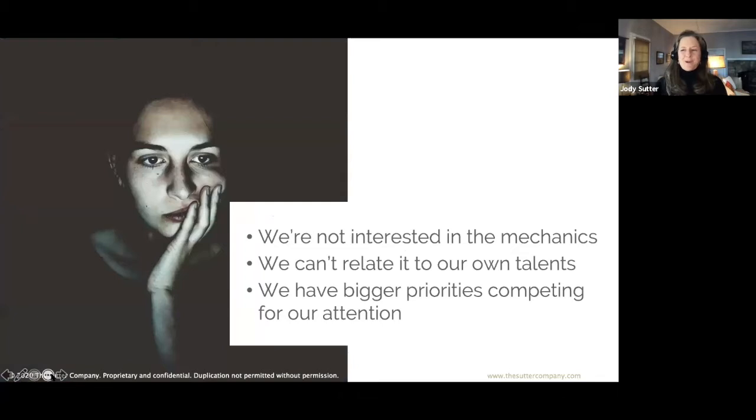And then there's the boredom. We tend not to seek out activities when we don't understand the mechanics of them, when we can't relate them to our own talents, and if we're uncertain whether it's going to yield a satisfying result. And maybe this third point here is less about boredom and more about an excuse.